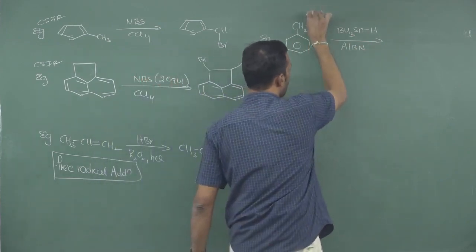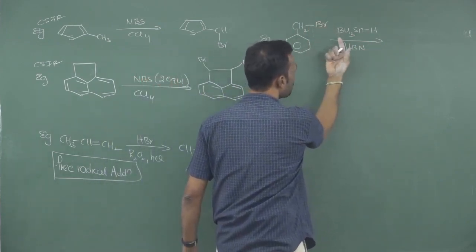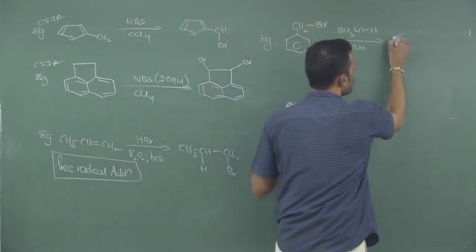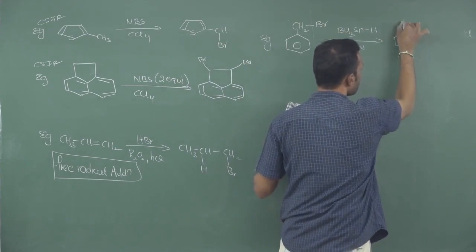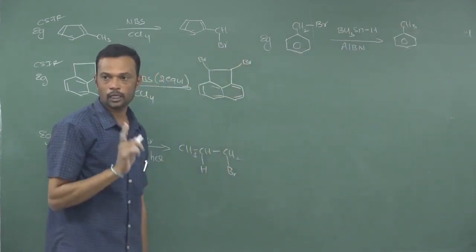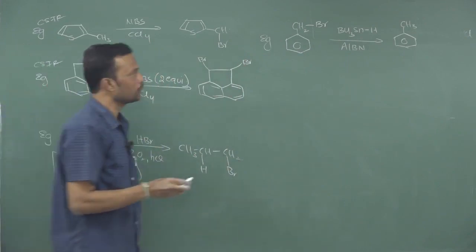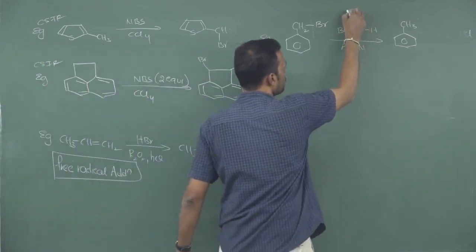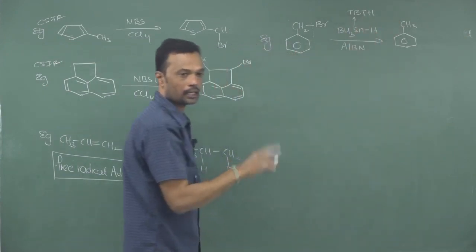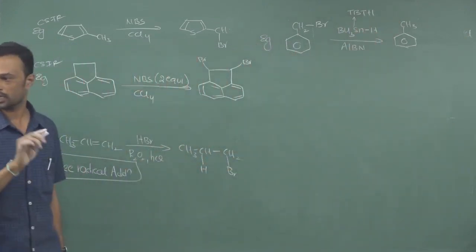In the last case, we learned hydrogen replaced by a halogen. Right now, halogen is replaced by a hydrogen, so it is also free radical substitution. Now you may get CH3. Remember, TBTH is nothing but tributyl tin hydride. They will give it like this: TBTH, AIBN, TBTH, AIBN.